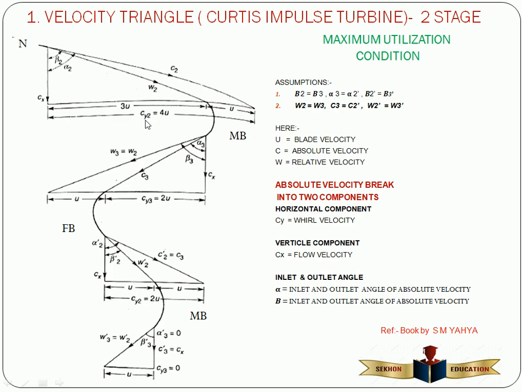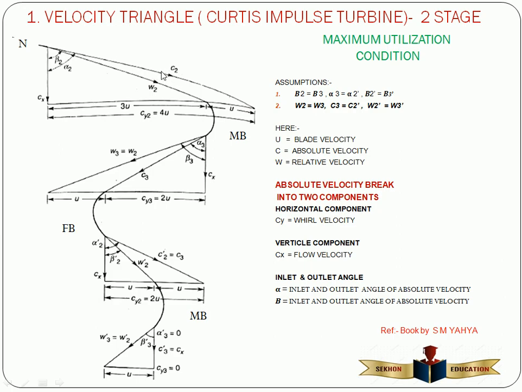Here is the maximum condition: C2 equals 4u for this, and this is u and this is 3u. These two conditions we get for the maximum utilization condition, that is, for the maximum efficiency condition. Then this angle beta 2 must be equal to beta 3 if we are solving for the maximum utilization condition. These two angles are the same. This means W2 must be equal to W3.